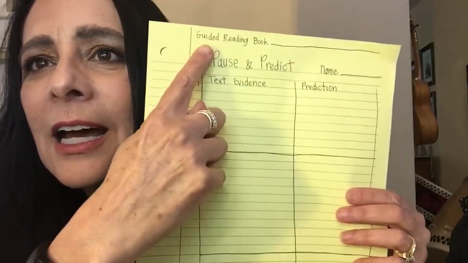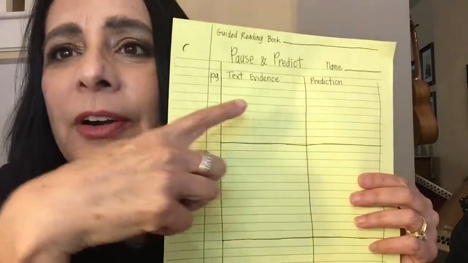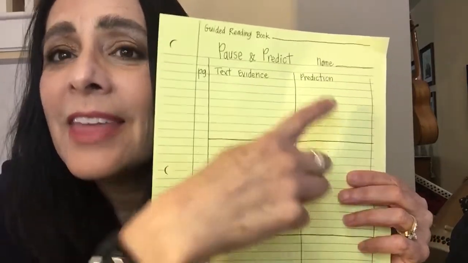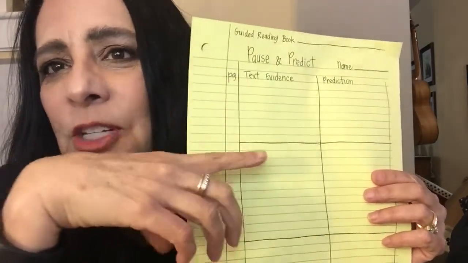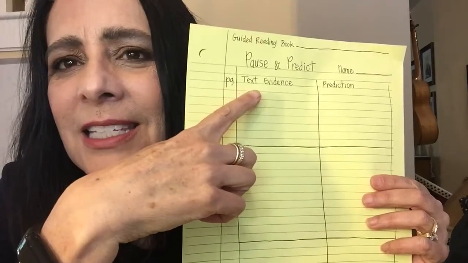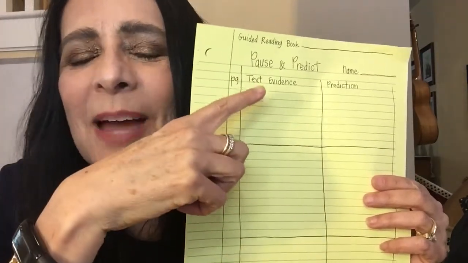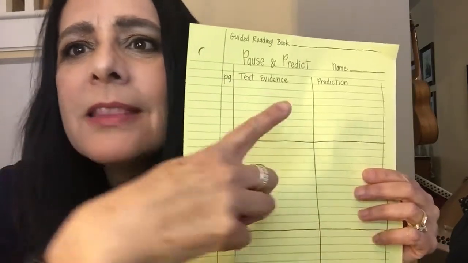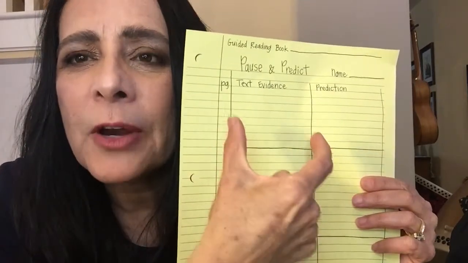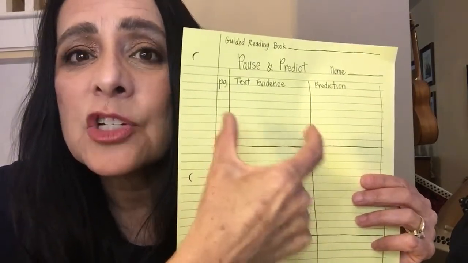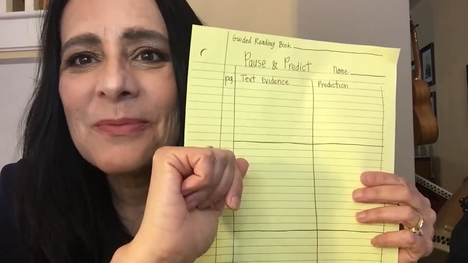It says the name of your guided reading book. There's a place for you to write your page number and then text evidence and then your prediction. When I run out of these sheets, I'm going to redo it, and instead of text evidence, because I realize that is just too teacher-talkish for my students, I'm just going to say something like the statement or quotation that led you to your prediction, because what I'm looking for here is them to write the actual phrase or quotation that leads to their prediction.